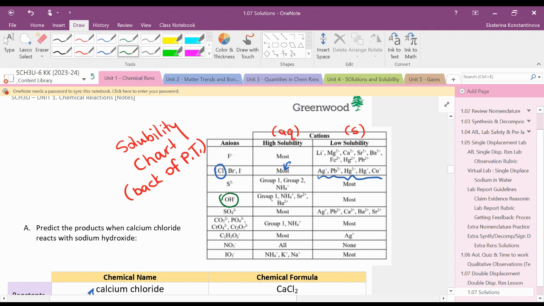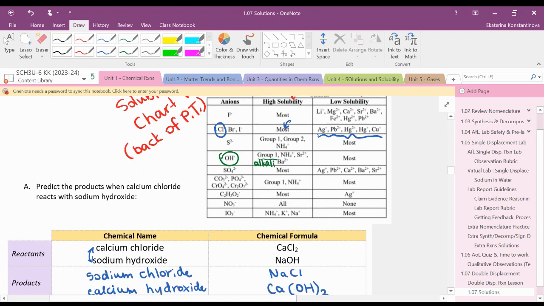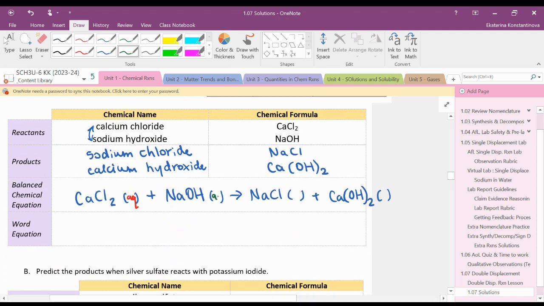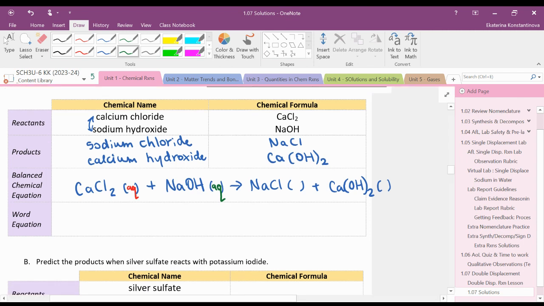Sodium is a group 1 metal, right? Your group 1 metals are your alkali metals. So it is highly soluble, so our state here is going to be aqueous. Usually for double displacement reactions, your reactants will be in aqueous state because we need to be able to mix them together, and they need to be in ion form. Now the trick is to look at your products, because you actually have to be able to predict what kind of state it would be.